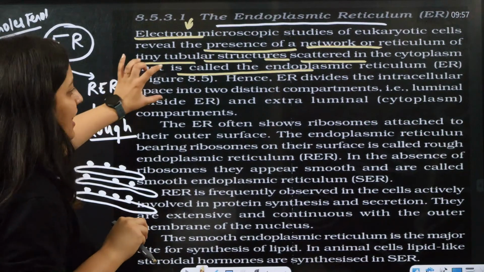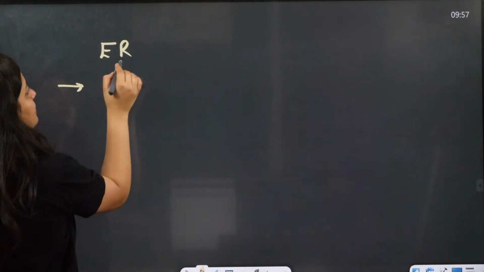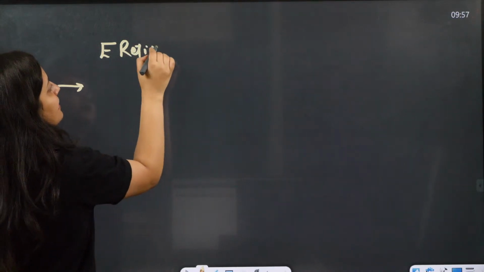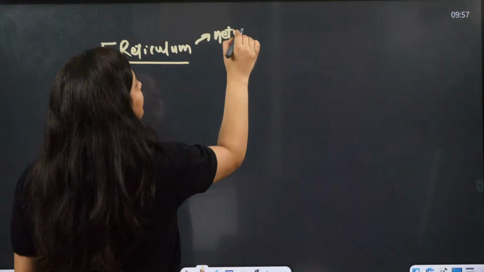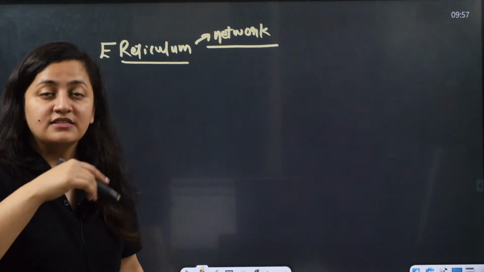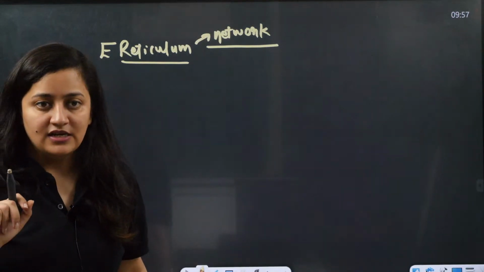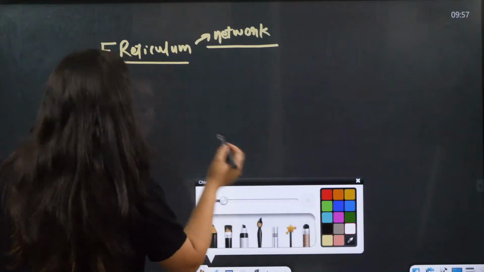If you talk about this endoplasmic reticulum, again here also we talk about the different shapes. First of all, the word reticulum in general means network. What is the meaning of reticulum? Network. Reticulum of nerve cells means network of nerve cells. So endoplasmic reticulum is the word.